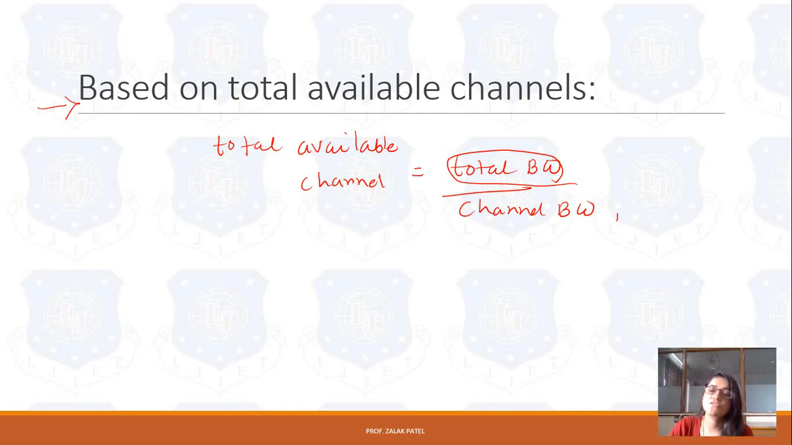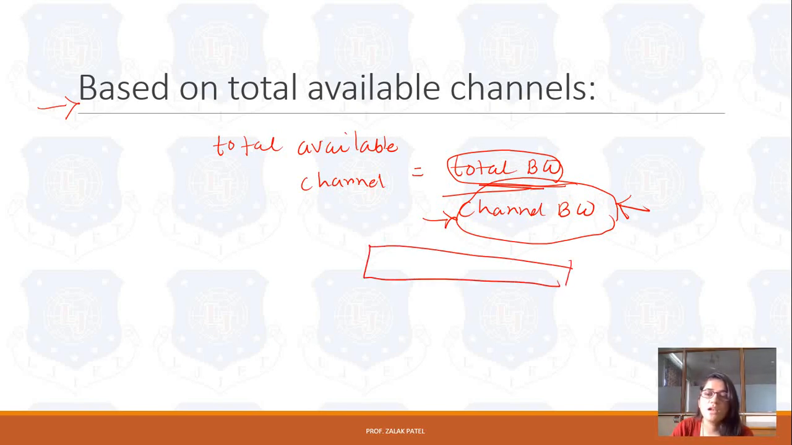Now which type of channel bandwidth is given? It can be asked like 2 simplex channels are available or duplex channels are available. So you have to write this in the place of channel bandwidth and total bandwidth, and if you divide the total bandwidth by the channel bandwidth, then it gives the number of available channels. This is the total available bandwidth, and this is the channel bandwidth. So you can get the total available channels by dividing total bandwidth by channel bandwidth.